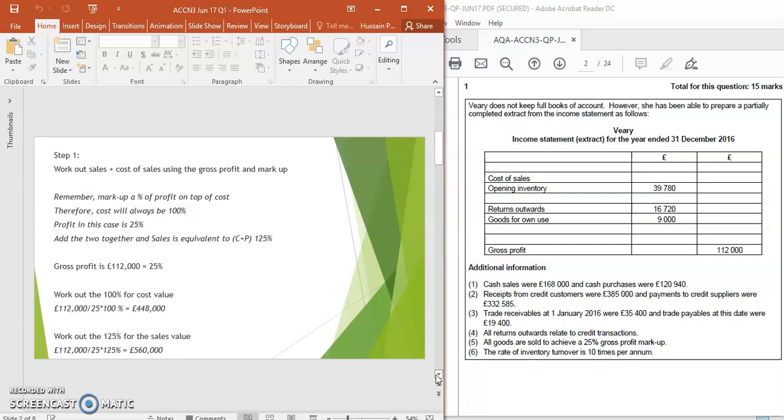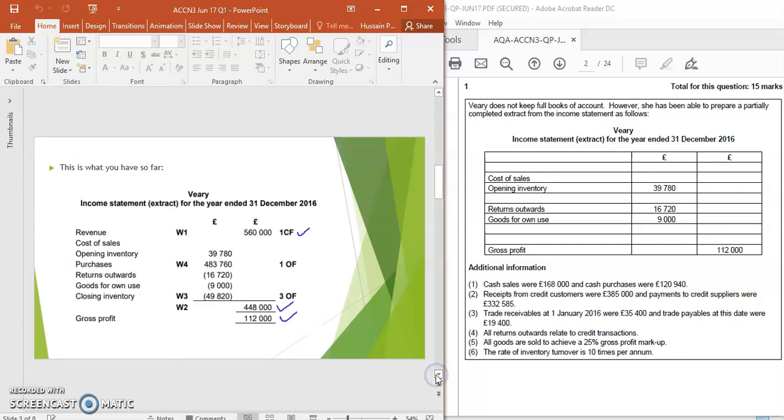Like I mentioned, with point number 5, markup is a percentage on top of your cost to achieve a specific selling price. That is different to margin, and hopefully I'll cover that in another question. So once you've worked out sales and cost of sales, on the left hand side you've got revenue, you've got 448 in workings 2, which is your cost of sales, and we have 112, which is gross profit. So we have those 3 figures so far.